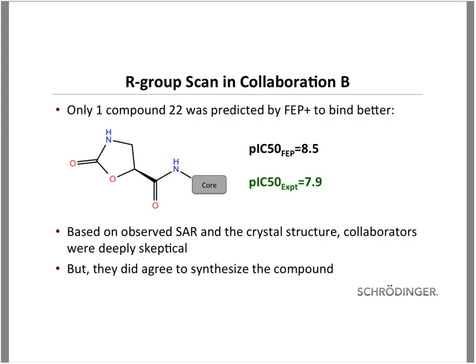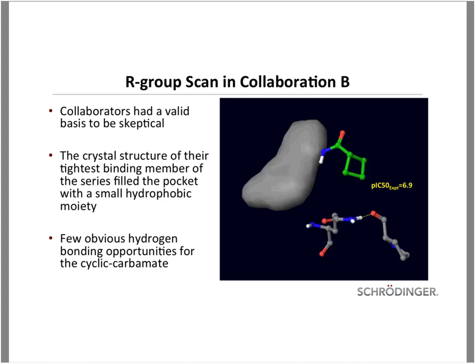Now, based on the observed SAR of all the other compounds and the crystal structure of this small molecule, the collaborators were deeply skeptical that this prediction was actually accurate. Nonetheless, they did agree to synthesize it. And they had very good reasons to be skeptical. If you look at the crystal structure of this cyclobutyl, there's really no obvious hydrogen bonding opportunities for a polar group to engage in with the protein, and so the prediction that the cyclic carbamate was active was non-intuitive.